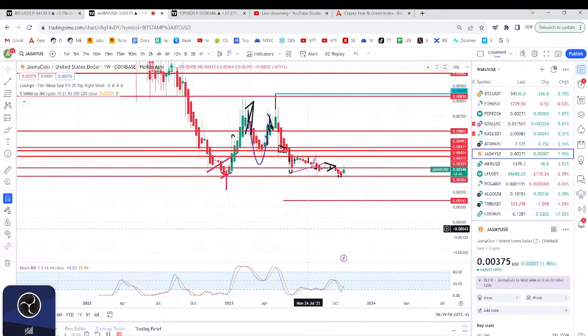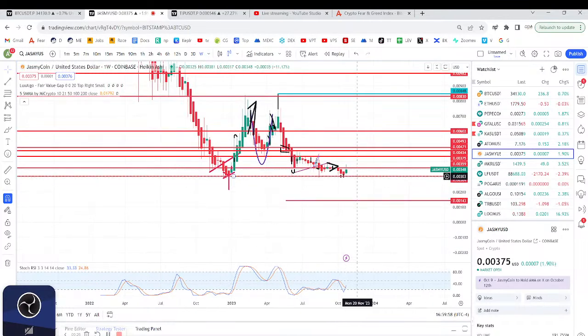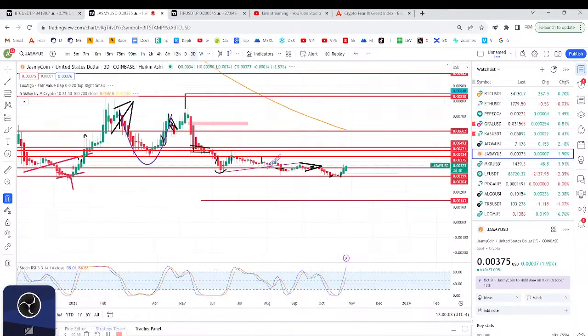Weekly chart is ready for a move to the upside. I really don't think you can lose the level of 0.00304 and have any chance of this surviving because the measured move to the downside was 14.3. I've been saying that now for a few months and you keep testing that level.